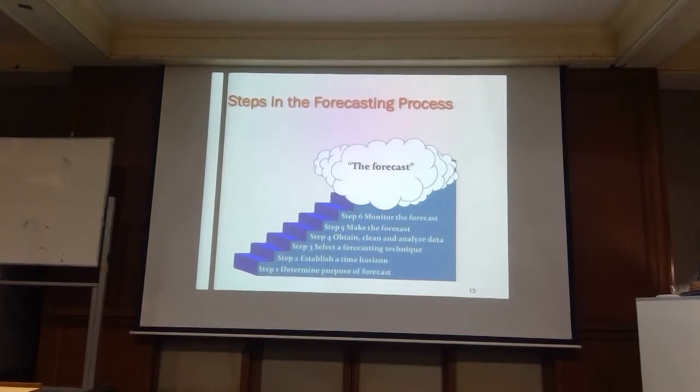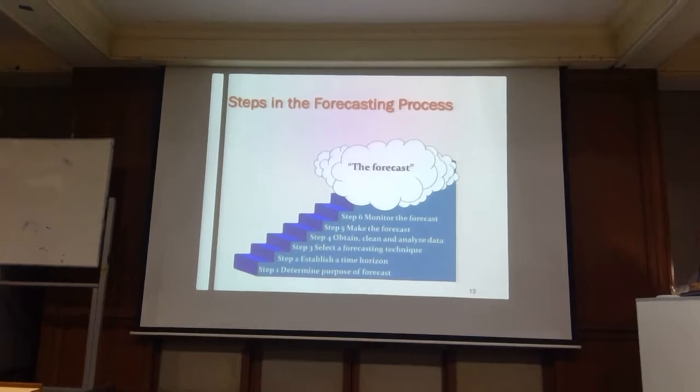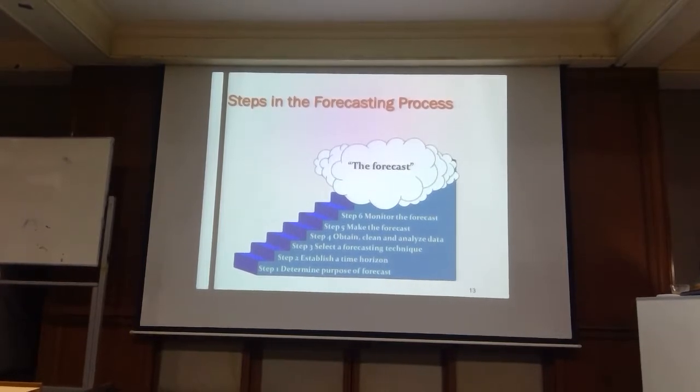First is about determine the purpose of forecast. We need to understand what we're going to forecast right now. And then you're setting up the time horizon, the interval of the time that you're going to make forecast: 1 year, 5 years, 2 years. And then you select the forecasting technique. It depends on your data. It depends on your preference.